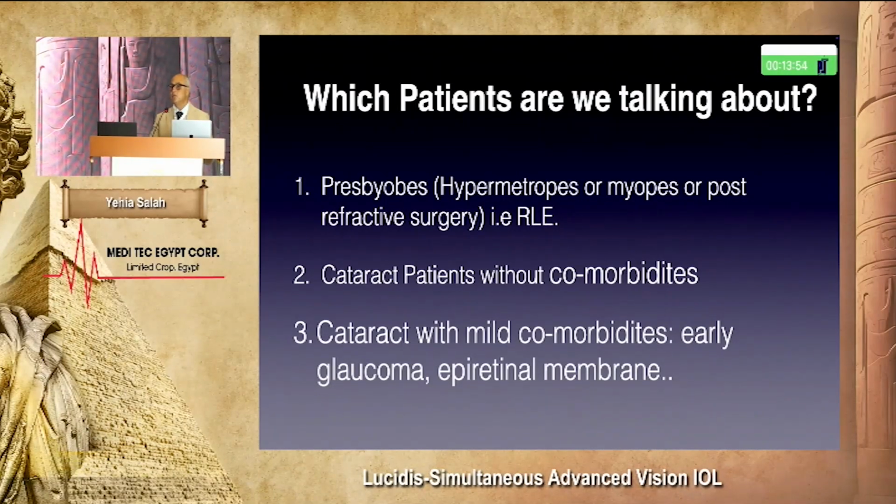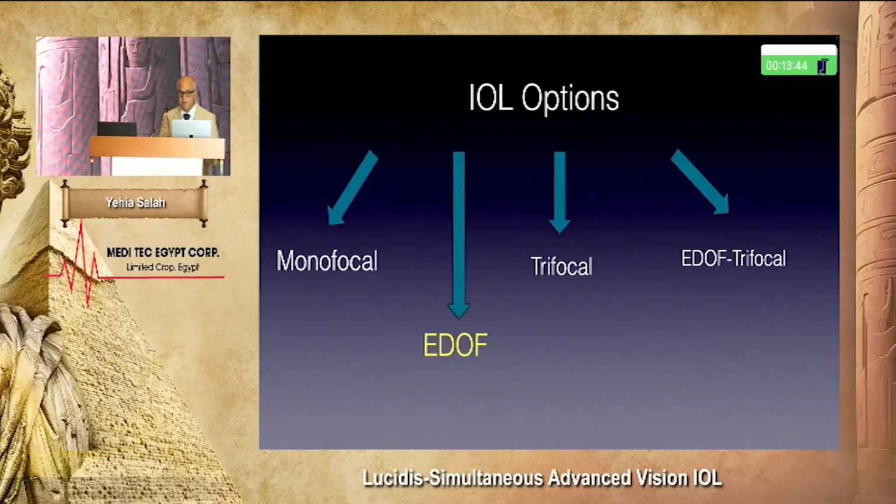Cataract patients without comorbidities, and now there are some studies showing that you can use these premium lenses in general in mild comorbidities, like early glaucoma, for example. We have so many IOL options, so many good options, each with its own technology, and we are confused. We don't know which one to use, from monofocal to extended depth of focus, trifocal. But I'm going to focus on extended depth of focus.